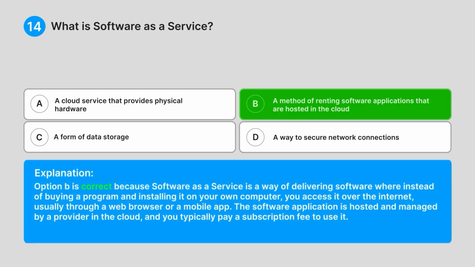Explanation. Option B is correct because software as a service is a way of delivering software where instead of buying a program and installing it on your own computer, you access it over the internet, usually through a web browser or a mobile app. The software application is hosted and managed by a provider in the cloud, and you typically pay a subscription fee to use it.